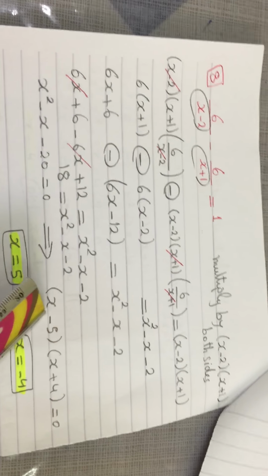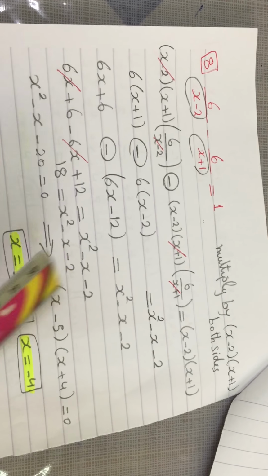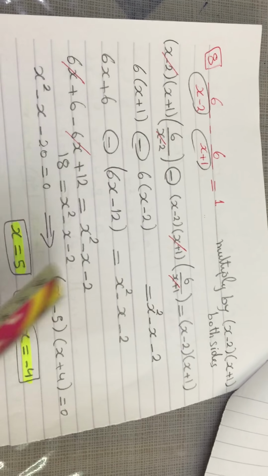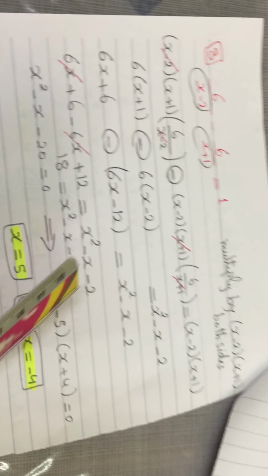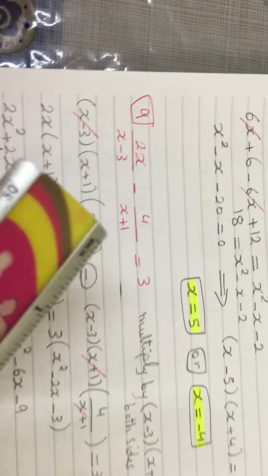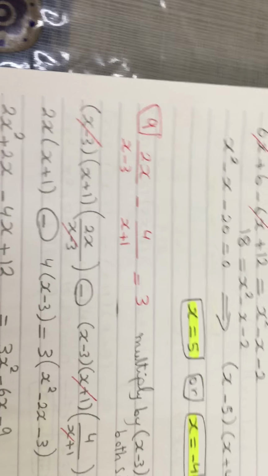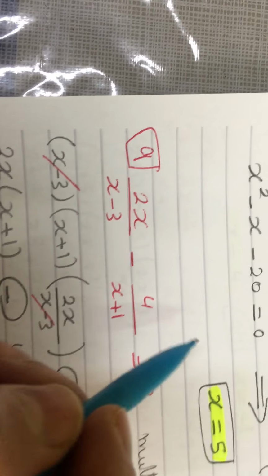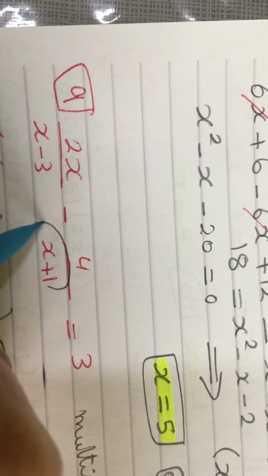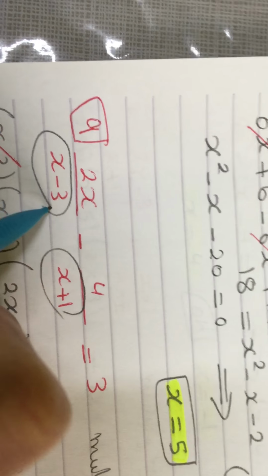Please see the video more than one time and solve the problems yourself by clearing the denominator. Okay, number 9. What are the denominators I want to clear? I have x plus 1 and x minus 3.